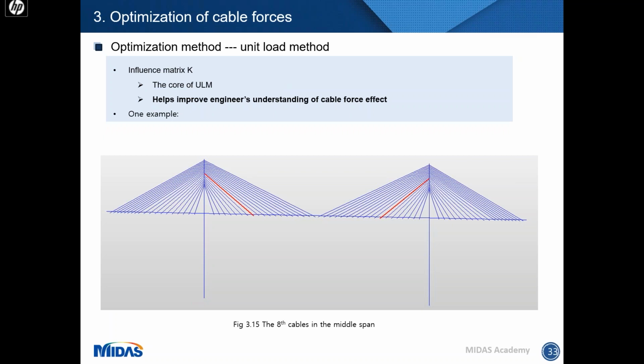For the influence matrix K, I think this is the most important, the core of the unit node method, because in my opinion, it helps improve engineers' understanding of cable force effect. Nowadays we have very powerful software, so it can do a lot of things. Some engineers know how to input data into software and then they get the data. It's good, it's quite convenient.